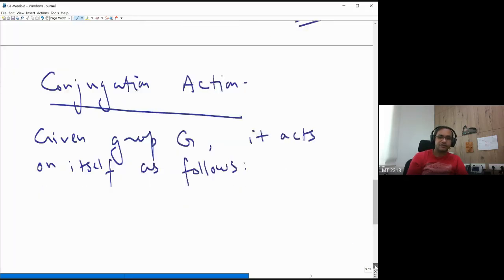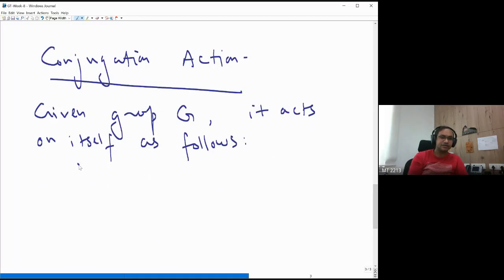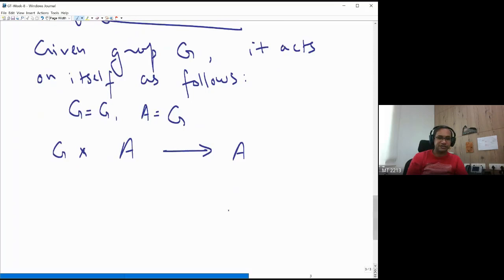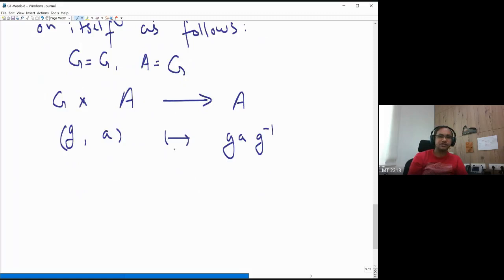right? So as I said, the group is given to me, and the set A is also going to be G, and the action is going to be as follows. So G cross G to A, if you want to write A here, I can do that also, not a problem. Let's write A so that it's easier to visualize, where A is just G, right? So the action is defined as follows. So (g, a) goes to g a g inverse. Okay, so this is called conjugation.